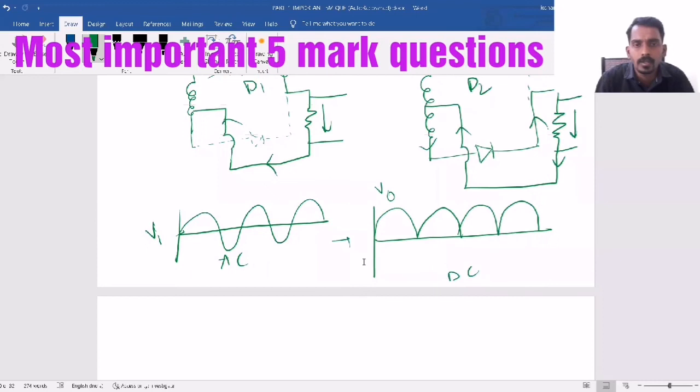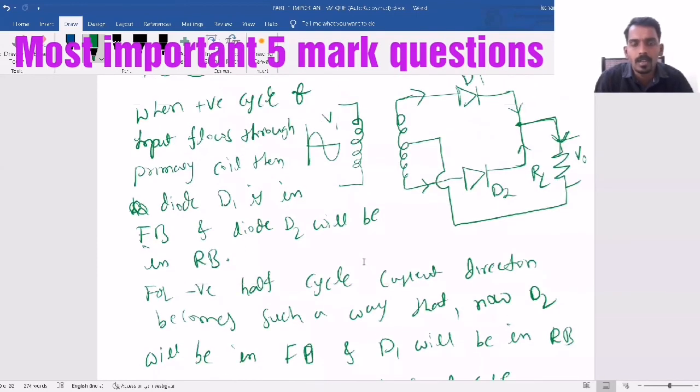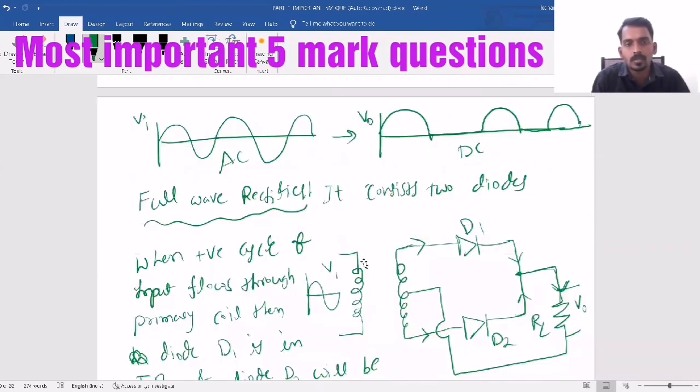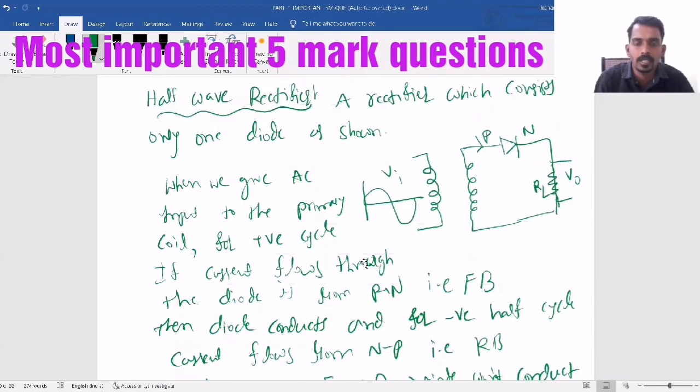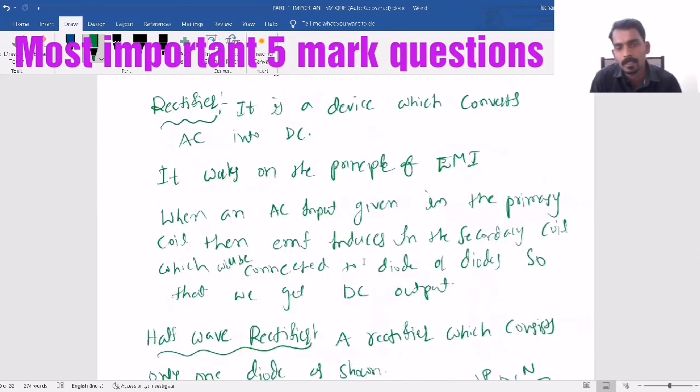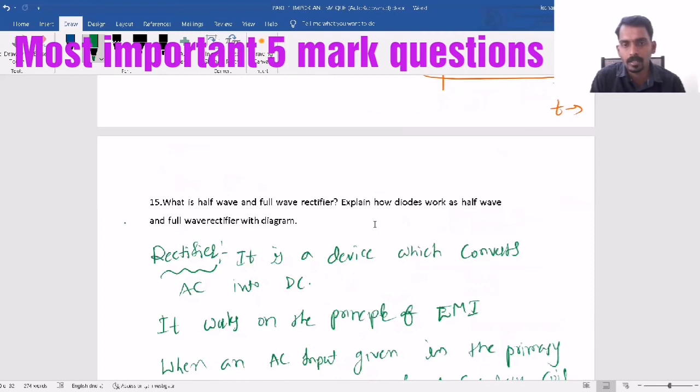This is how you need to understand and explain it in simple terms. So what is a half wave rectifier and what is a full wave rectifier? Hope everyone understood. Try to revise everything and practice everything on your own. This is one of the most important questions which they have asked many times in previous years' examinations, right?